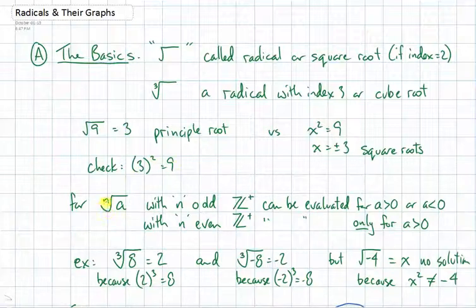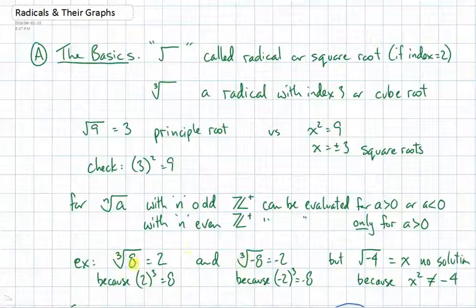Now, if the index is n, so if I said the nth root of a, where n is odd and a positive integer, or natural number, these can be evaluated when a is positive or negative. I'll show you an example in a moment. If n is even, for natural numbers, they can only be evaluated when a is greater than 0. Examples are below.